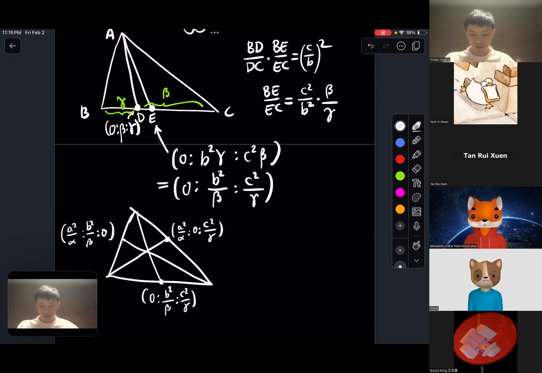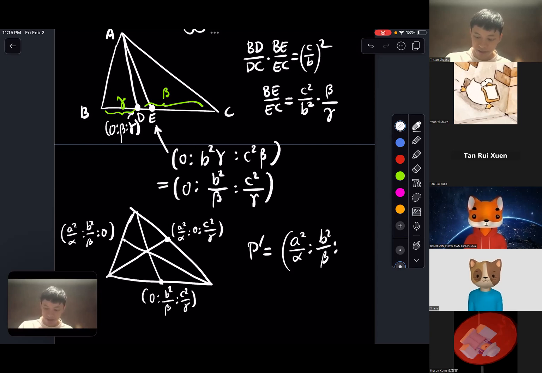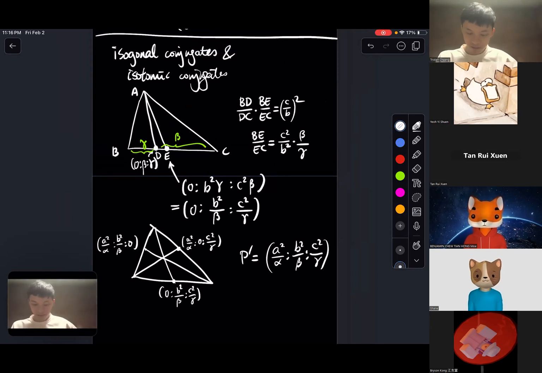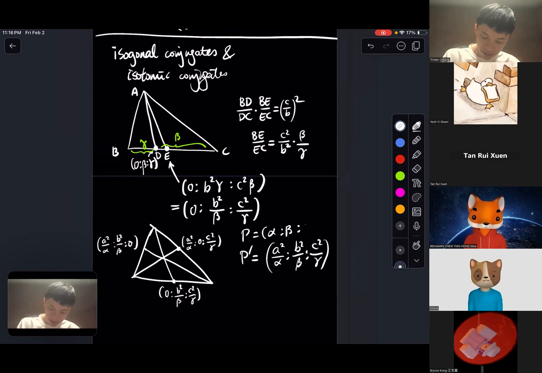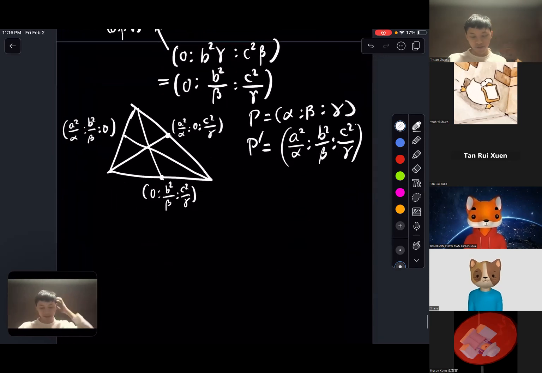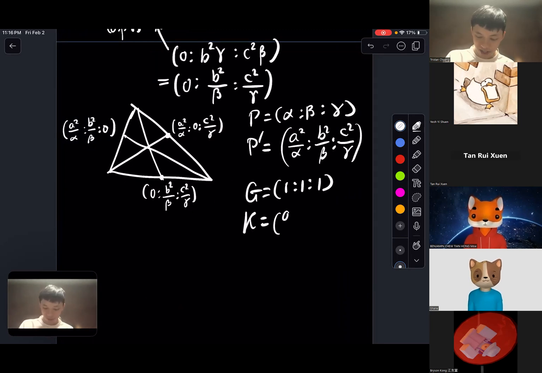So the isogonal conjugate point is going to be, just take the three things together, A squared over alpha, B squared over beta, and C squared over gamma. Yeah, so that's how you can guess the isogonal conjugate. Which means if G is 1, 1, 1, which it is, then K, the symmedian point, is going to be A squared over 1, B squared over 1, C squared over 1, which is going to be this.